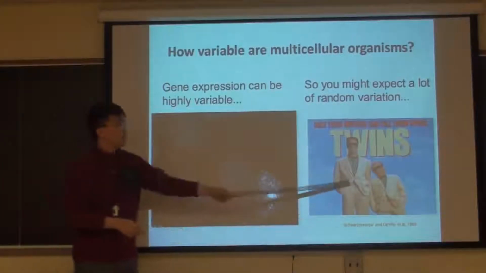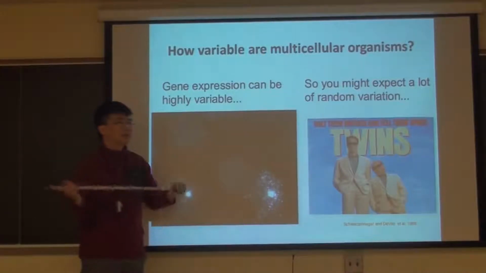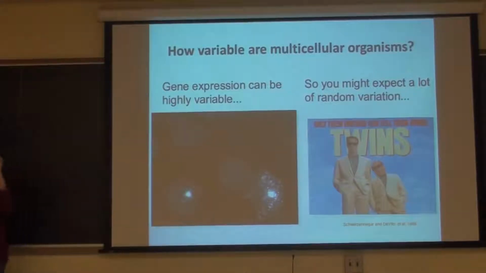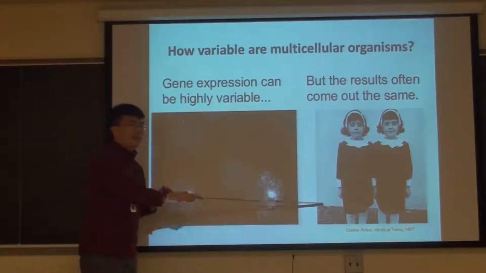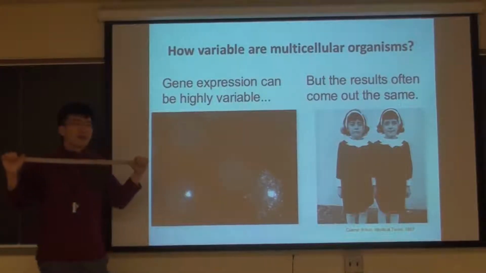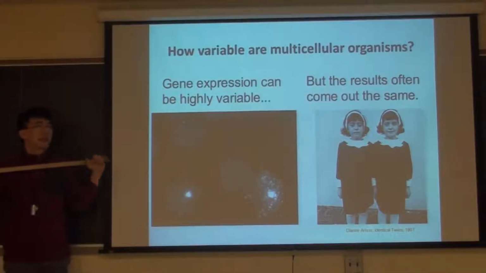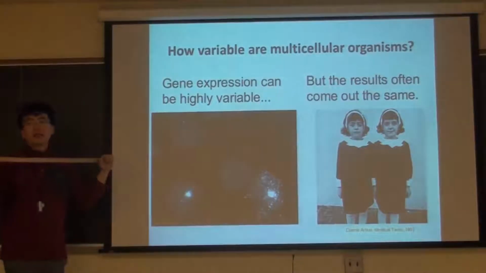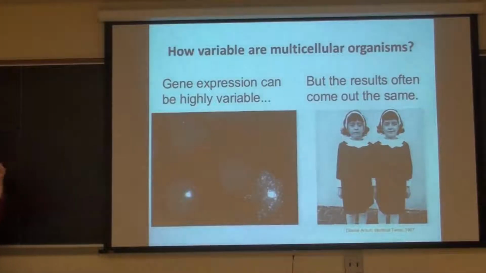And well, like that, you might expect a lot of random variation based on this kind of noise. But oftentimes the results are the same, okay? Despite the fact that you have a lot of noise. So that's an interesting question. How do you actually obtain a robust result when you have such noise in gene expression?